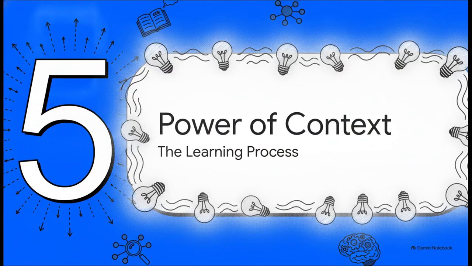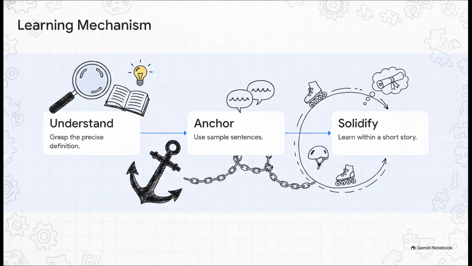Which brings us nicely to Section 5, the power of context, the learning process. Look, by just reading and visualizing that one roller derby paragraph, you've just proven to yourself that you can seamlessly process all 12 of these complex words when they're presented together. This perfectly highlights the brilliant 3-step learning mechanism of this whole curriculum. First, you get a solid grip on the precise definition. Second, you anchor it in reality using distinct sample sentences. And third, the real magic, you solidify it forever in a short, engaging narrative. It is a literal game changer for moving vocabulary out of short-term cramming and into long-term comprehension.